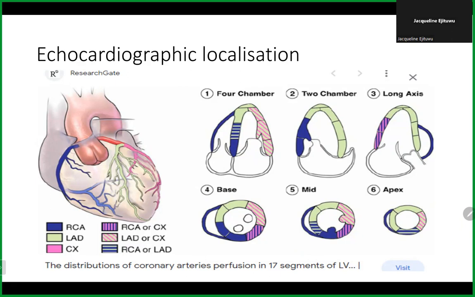Any regional wall motion defects seen along the right ventricular wall is likely to be RCA involvement. The same thing applies to the other views, short axis view, two-chamber view, and the apical three-chamber view. Next slide, please.